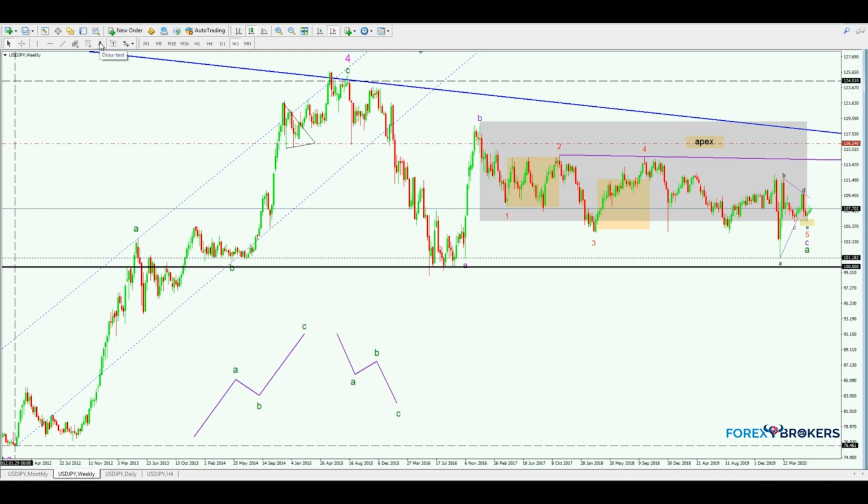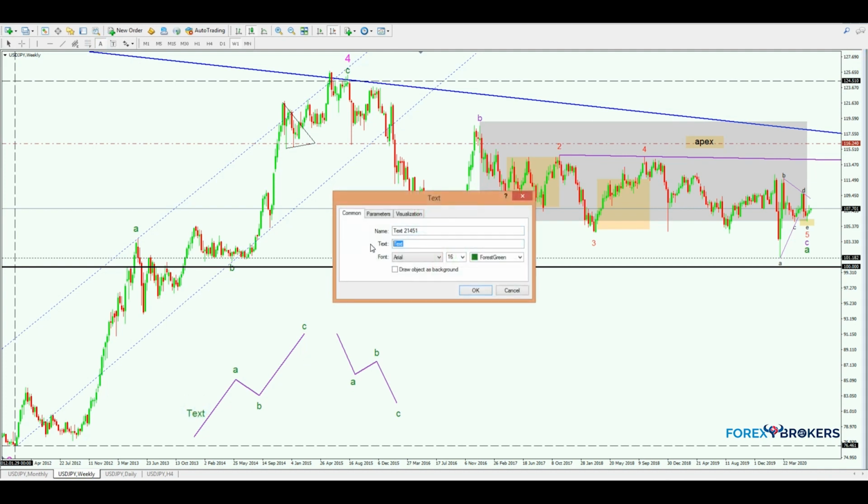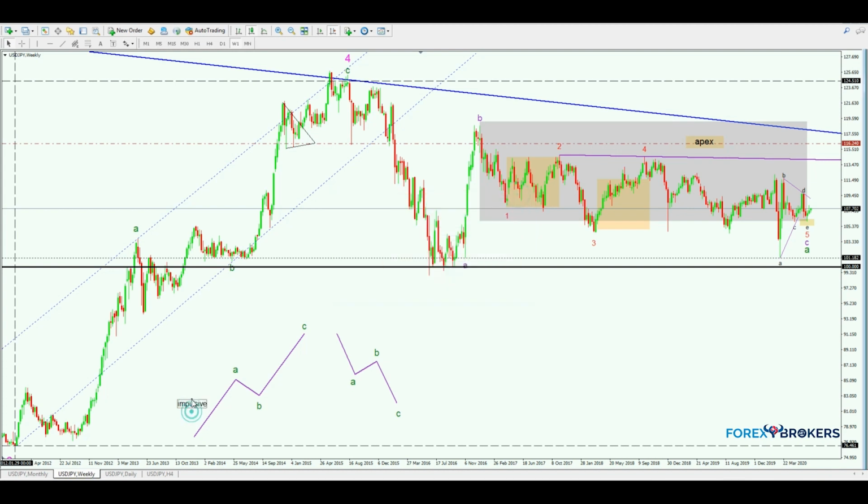There are some conditions on a zigzag that one should consider, and the most important one is that in a zigzag, waves A and C are impulsive. So this is wave A, which is impulsive, and wave C, that is impulsive. Also wave A and wave C in a bearish zigzag are impulsive.